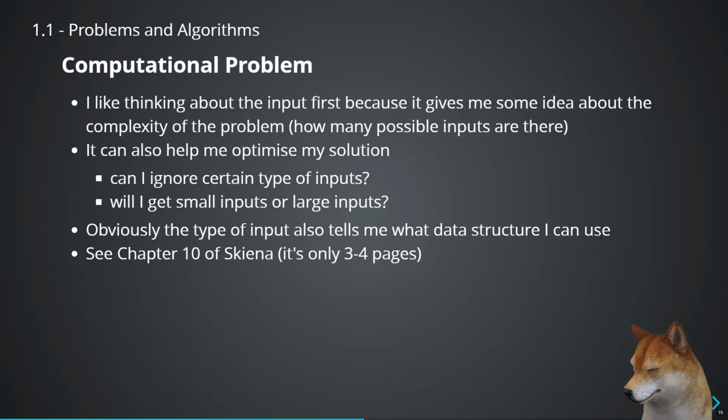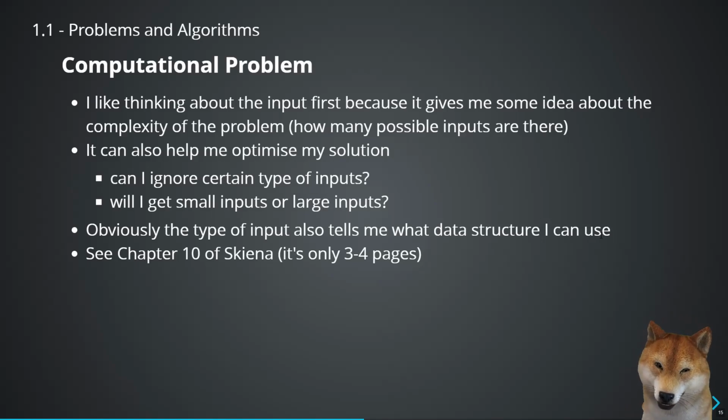When I'm doing a problem, I like to think about input first because it gives me some idea about the complexity of the problem. If I think about the set of inputs, it'll tell me just how many inputs there are and how many of them I have to go through. That's a very good start in solving problems, because you know how much effort you have to spend. Looking at the inputs also helps me optimize my solution. Can I ignore certain types of inputs? If I'm looking at prime numbers, can I ignore even numbers, for example, because that will cut it down a lot.